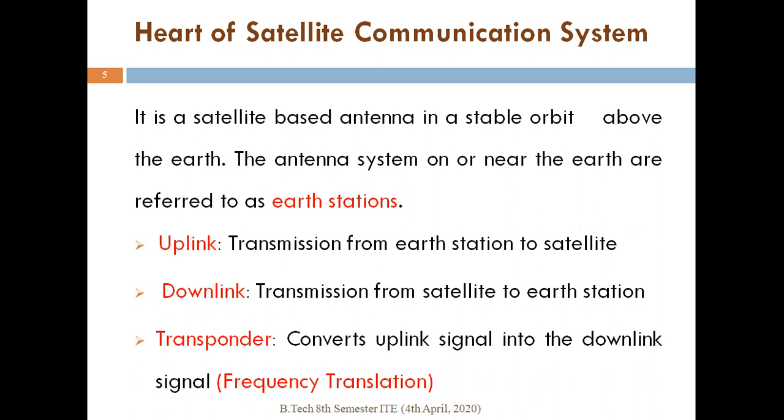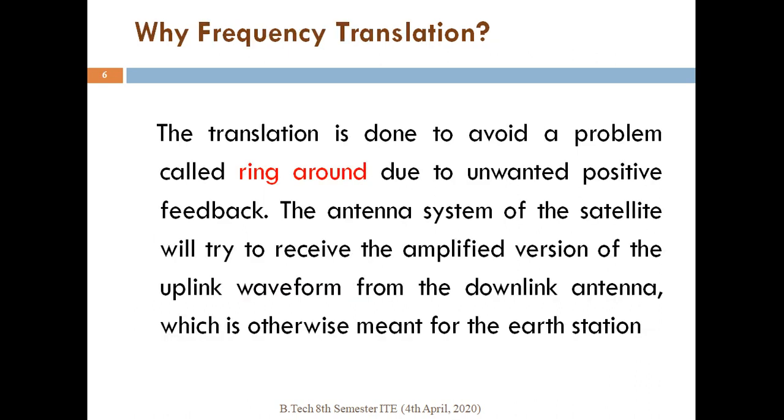What is an uplink? It's a transmission from Earth station to satellite, and the transmission back to Earth station from the satellite we call downlink. A very important piece of electronics involved in the satellite is called the transponder. The transponder is responsible for converting the uplink signal into the downlink signal, normally called frequency translation. Why this frequency translation? Why not simply, after amplification, retransmit to the target object?